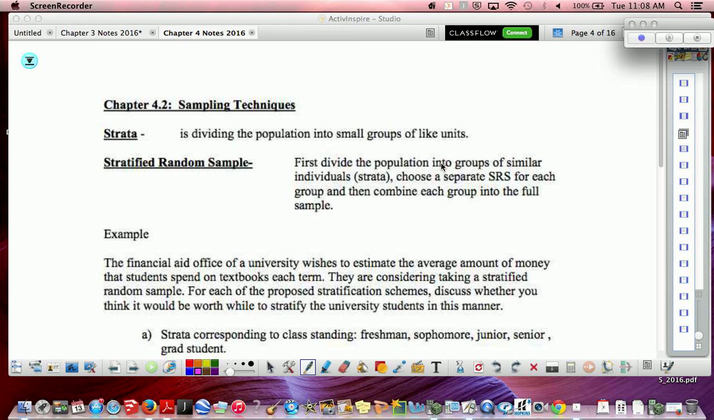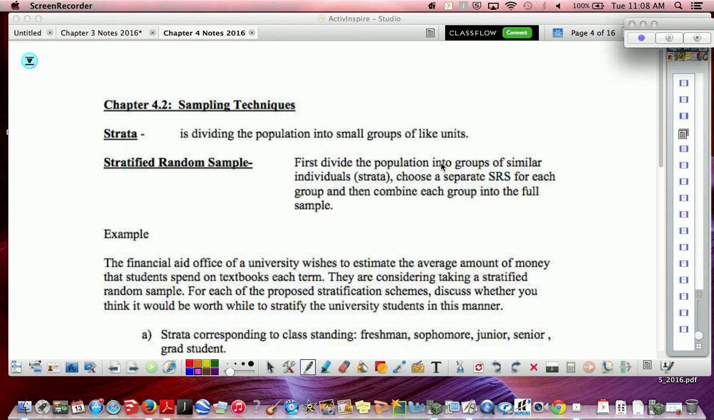Or it could be a class where I have seniors, juniors, and sophomores, which usually happens not so much in stats, but does from time to time happen in Algebra 2, where I might want to have all 3 grades at least represented in my sample.